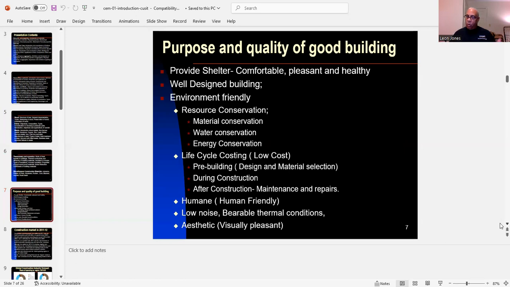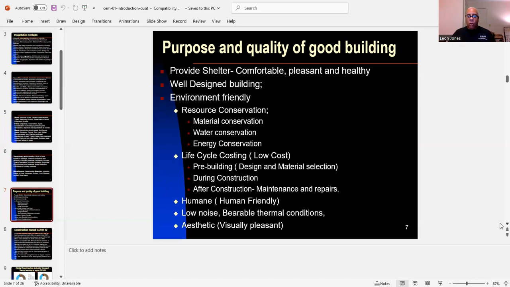So we have what we call resource conservation. And under the resources, we have MWE, material, water, and energy conservation. Then we deal with life cycle costing. So we're basically right now talking about sustainability, low cost. So we're going to have pre-building. It's going to come from design and material selection, during construction, after construction, and then we deal with maintenance and repairs. We want the building to be human friendly.